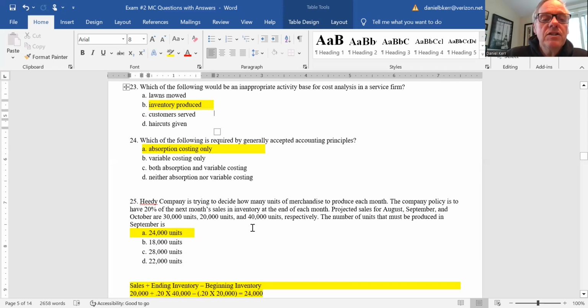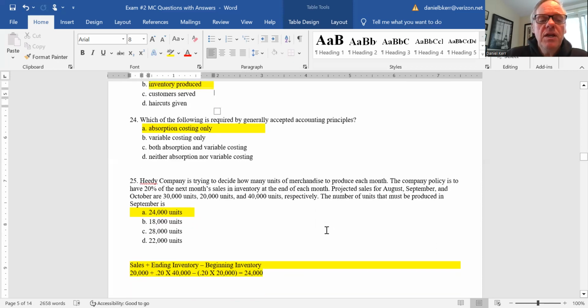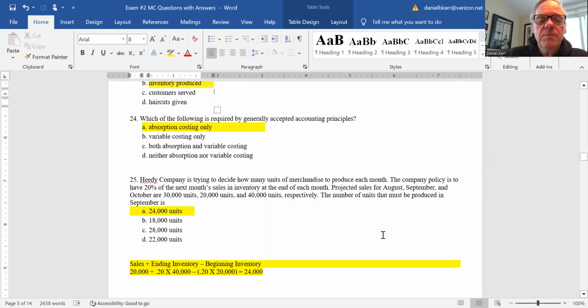All right, so 17 through 24 were from chapter 7. And now we're into chapter 8, which has to do with budgeting. The first one asks you the number of units that must be produced in September. To get that, you take the sales for September plus the ending inventory that you want to have at September minus the beginning inventory that you had at the beginning of September.